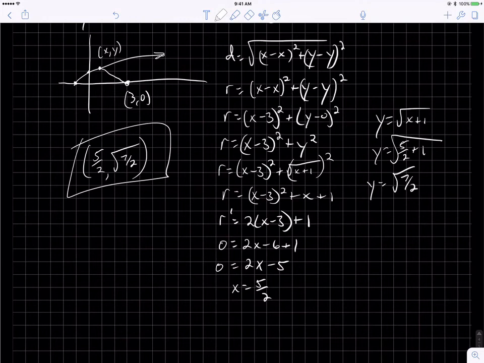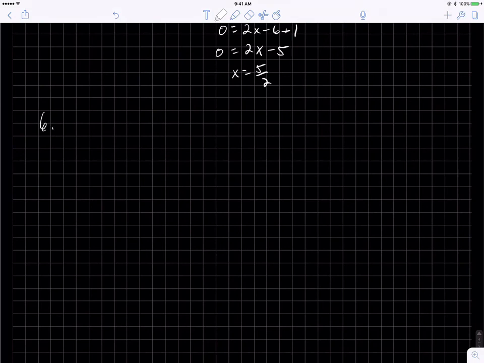So, we might be able to do one more. Let me see what the next problem is. Find the relative extrema. Definitely. Let's get another one done on this video. Number 6. Find the relative extrema of f of x equals negative x to the 4th plus 2x cubed.